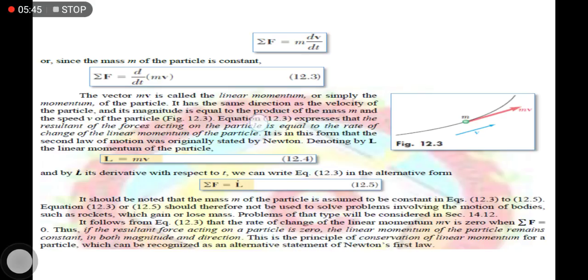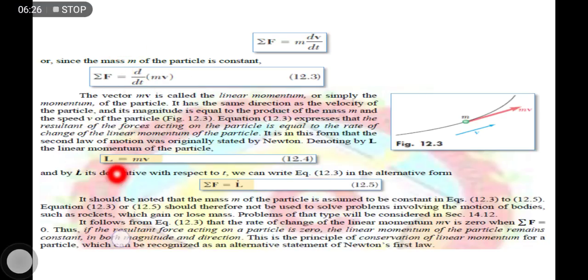So, if the summation of forces equals mass times acceleration, this is our second law of motion. We can derive from it the law of momentum. So we have the summation of forces equals d/dt of mass times velocity. Here we assume that mass itself is also a variable, because there is a change in momentum.